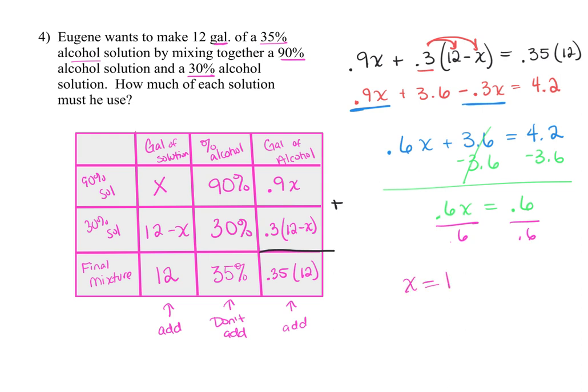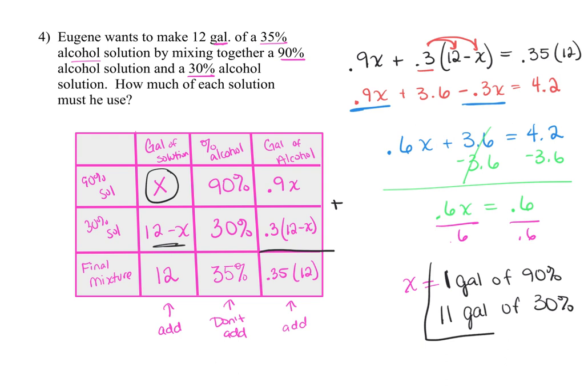X equals 1. Go find on your chart where the x is. Gallons of the 90%. So I have 1 gallon of 90%. All right? It has to add up to 12. How many gallons of 30% do I have? 12 minus the 1. 11 gallons of 30%. And that is my answer.